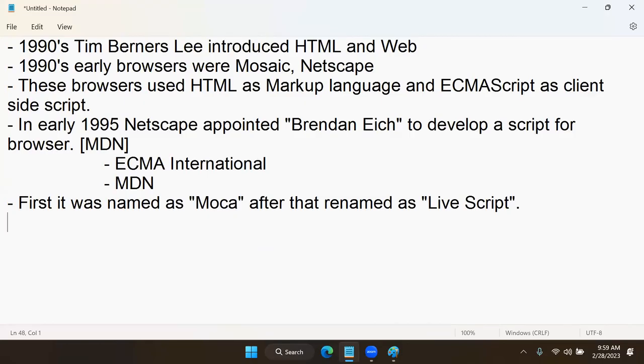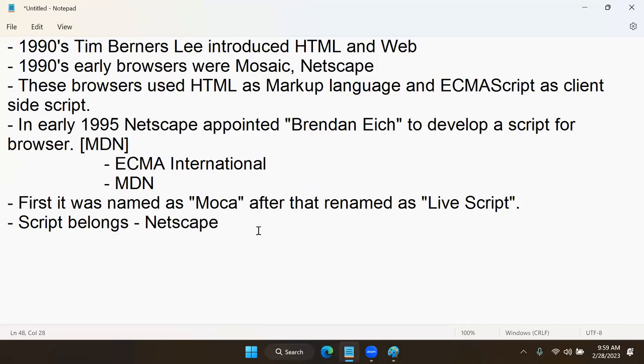After that, what happened? This script belongs to whom? It belongs to a company called Netscape. Brendan Eich developed it, but he was appointed to develop it by Netscape. So JavaScript in the initial stages belongs to Netscape only. It is developed by Brendan Eich for Netscape.